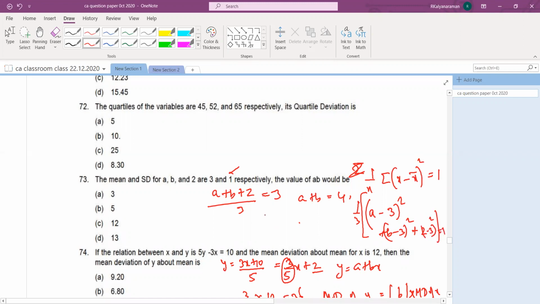So you will get 1 by 3 into, B is 4 minus A. We can now check in this answer. The value of AB will be what? So here it will be 4 minus A. So it will be (1 minus A) the whole square.